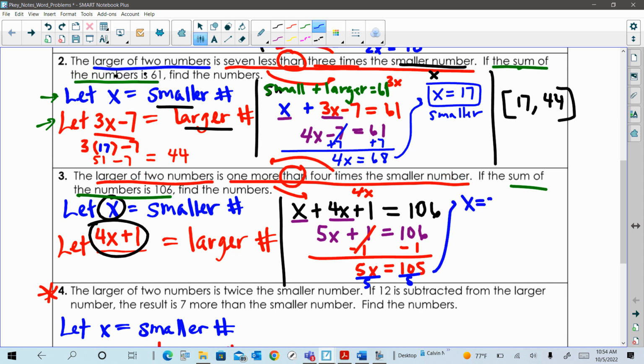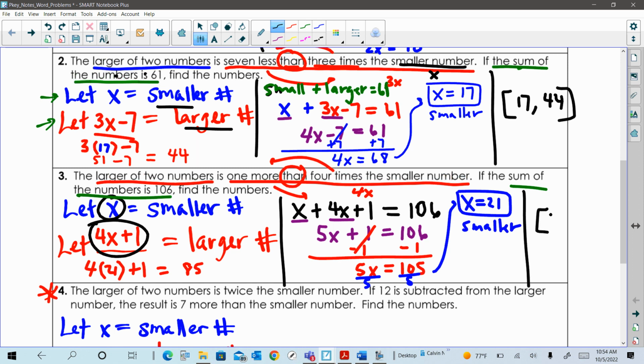So x equals 21. That's the smaller, guys. How do I get to my larger? You plug it in. Plug it in back over here where it says let 4x plus 1 equal the larger. So 4 parentheses 21, then plus 1. What's 4 times 21? 84. So plus 1. There we go. So the larger number is 85. So the solution, our two numbers are bracket 21, comma 85.